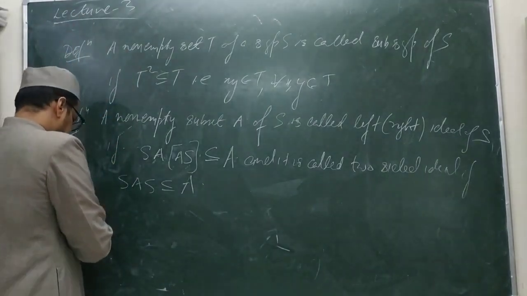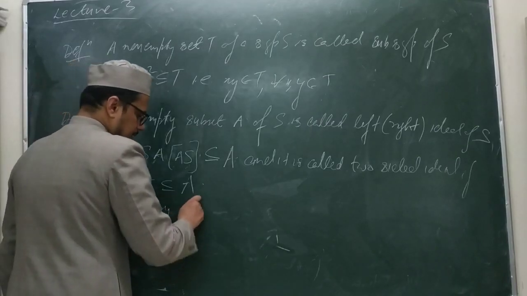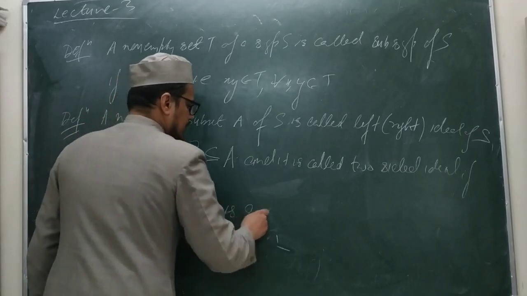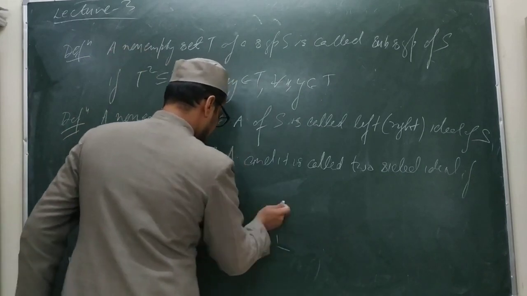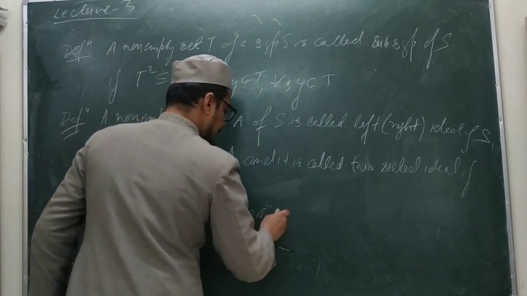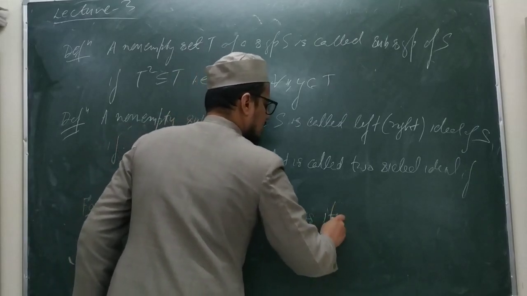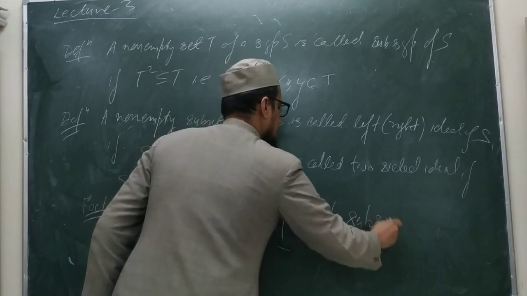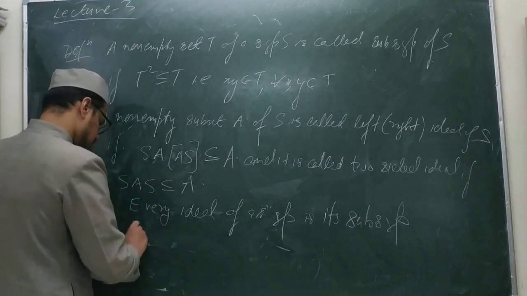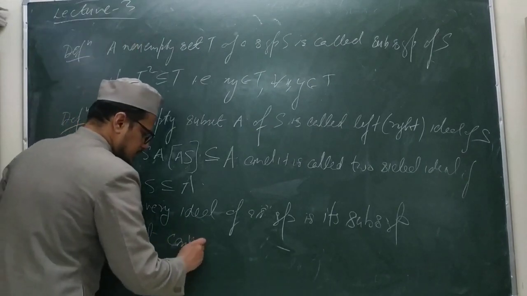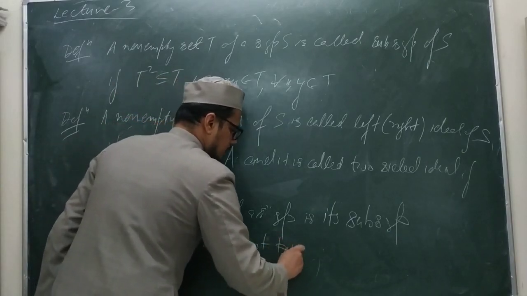Also, there is the fact that every ideal is a subsemigroup of S. Every ideal of a semigroup S is its subsemigroup. But the converse is not true in general.